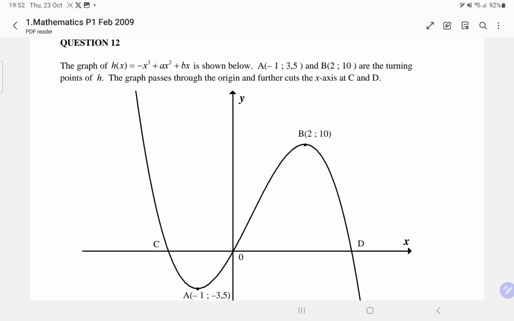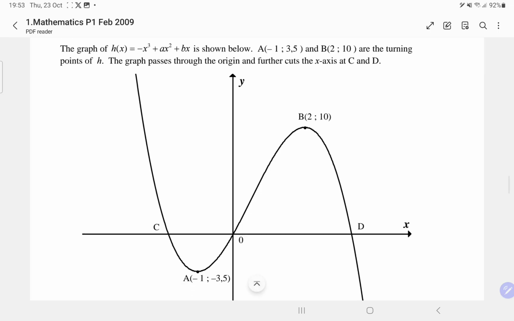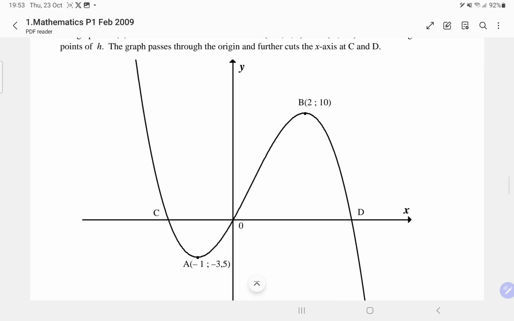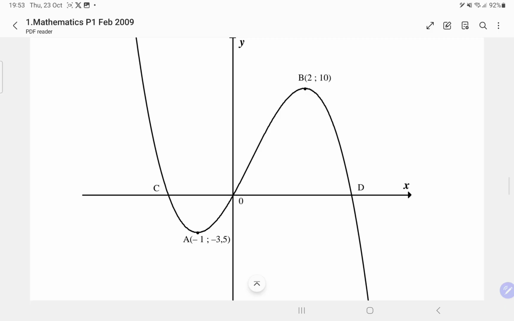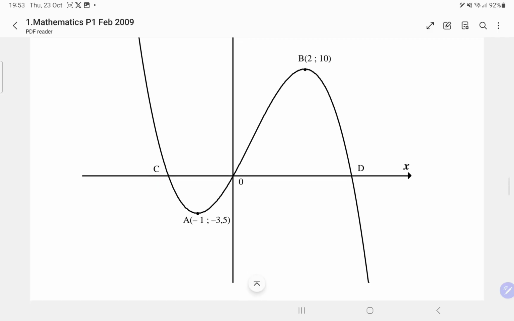12, where it says the graph of h of x is negative x cubed plus ax squared plus bx is shown. Coordinate A and coordinate B are turning points of h, and the graph passes through the origin and further cuts the x-axis at C and D. So we will see the turning points A and B, and we can see that C, 0, and D are the roots of the graph.